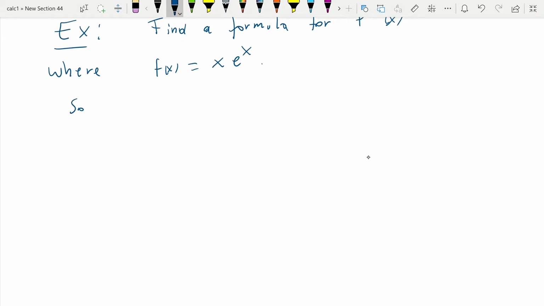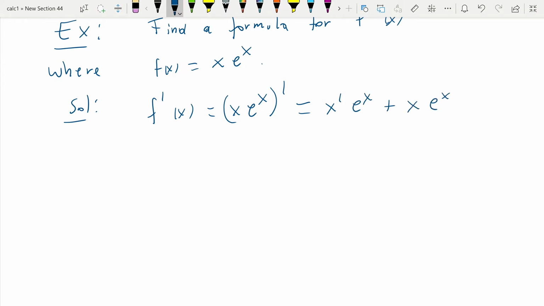So for the solution, we compute f prime first, and we see that we have to apply the product rule, right? So we take the derivative of the first function, x prime, e to the x, plus x times e to the x prime, which gives us, well, x prime is just 1. It's e to the x plus x times e to the x, because e to the x is the derivative of e to the x. So we have e to the x plus x e to the x.